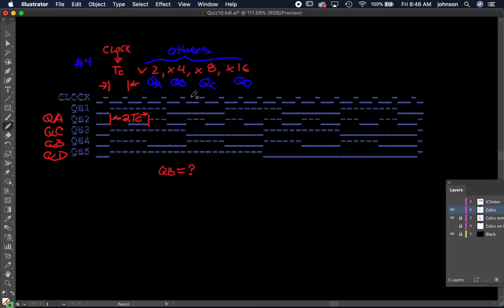Right on the top, this is what you need to know for the final exam. If I give you a clock sequence up over here, the first flip-flop, QA, is going to have twice the clock period or half the clock frequency. Okay? So you can see that QA has twice the clock period of the original clock.